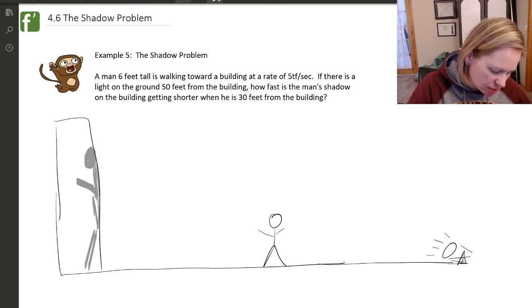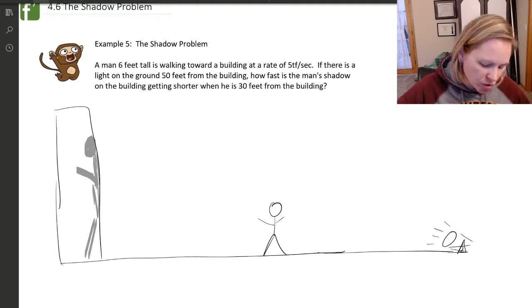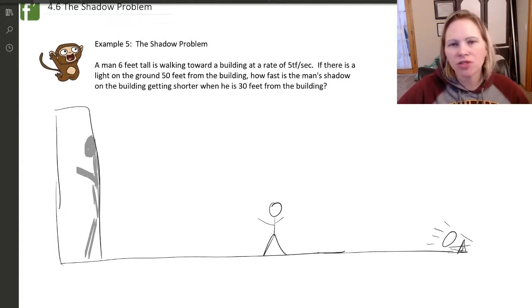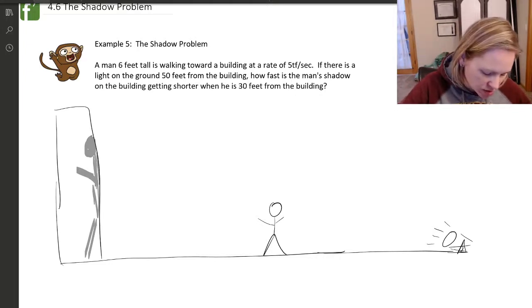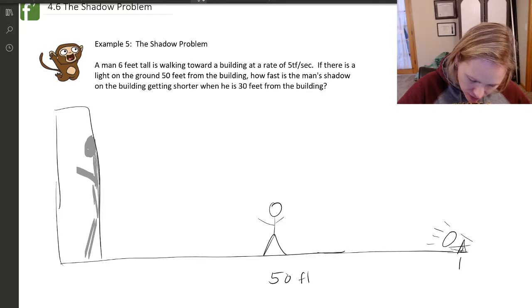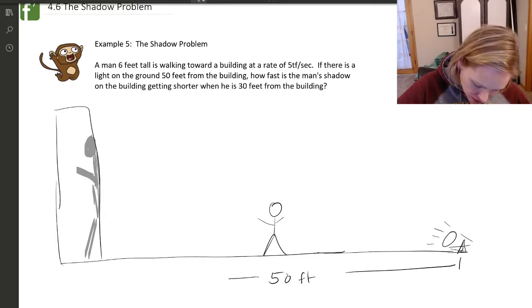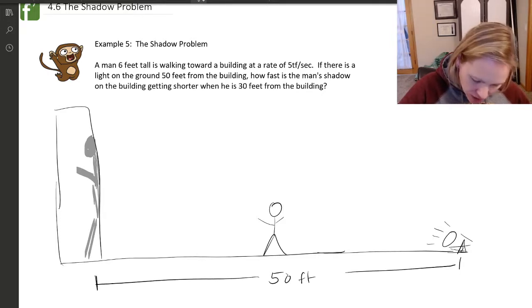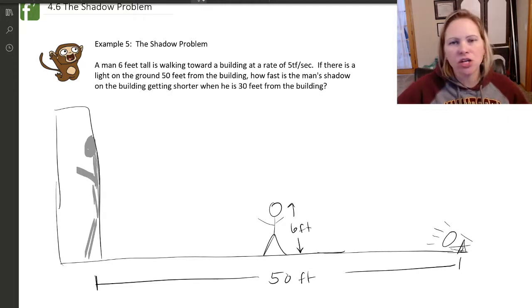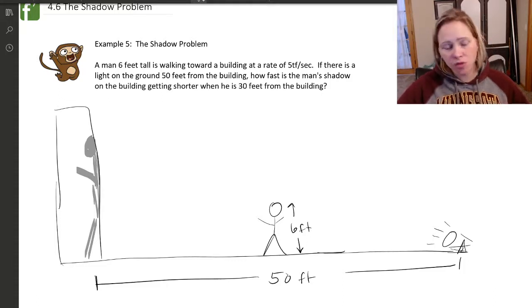So let's fill in a couple of things that we know. Remember, the only numbers that go into our picture are numbers that are constant. So one of the constant numbers is that this light is 50 feet away. That's one of my constants. The other constant I have is that the man is 6 feet tall. That's not going to change. The other things are going to change, his distance from the building, because he's moving.